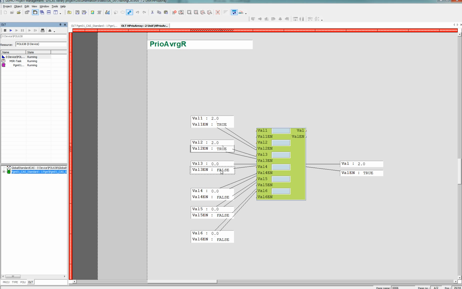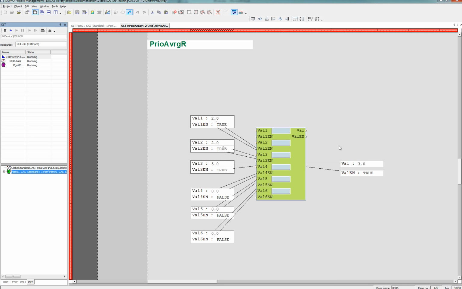In case that I enable number 3, so right now the average is 2 plus 2 plus 0 divided by 3, which is 1.33333. Yeah, in case that I put there back 2, so the average is 2. In case that I put there 8, or 2 plus 2 is 4, plus 5 divided by 3 is 3.